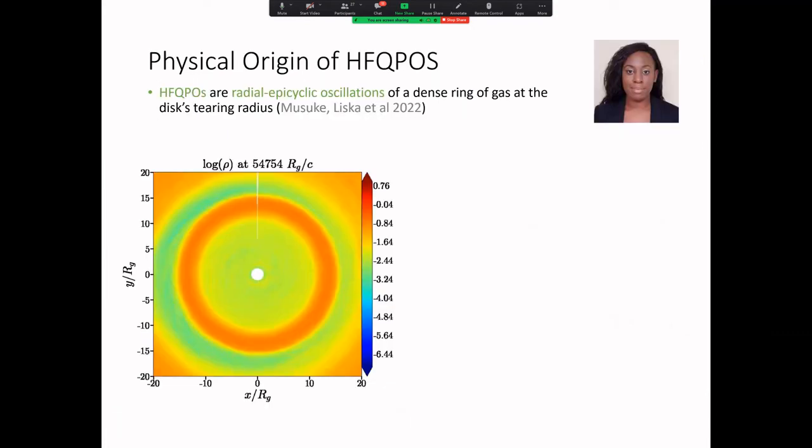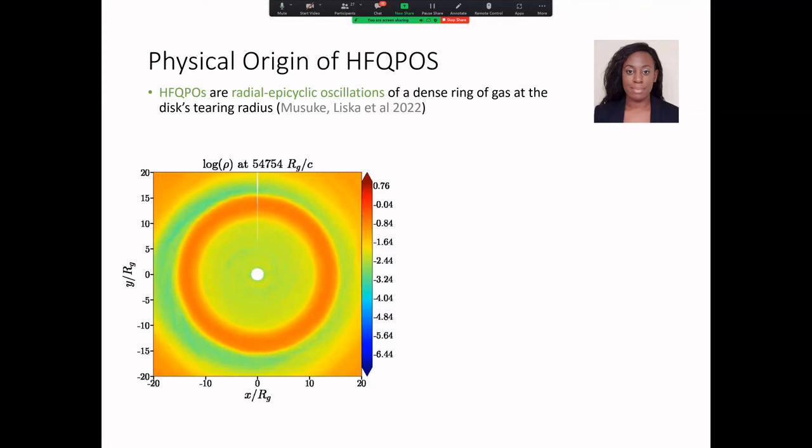So what is the origin of this high frequency QPO? I worked on that together with a postdoc, Dr. Jipwa Musoke at the University of Amsterdam. Here you see essentially the accretion disk again from a top-down view. So we're looking at this precessing disk. This is the inner precessing disk. This is the tear between the inner and outer disk. And here is the outer disk.